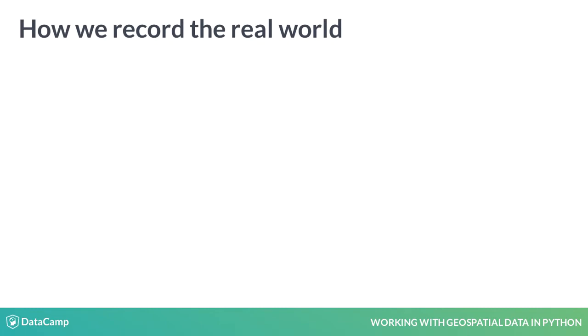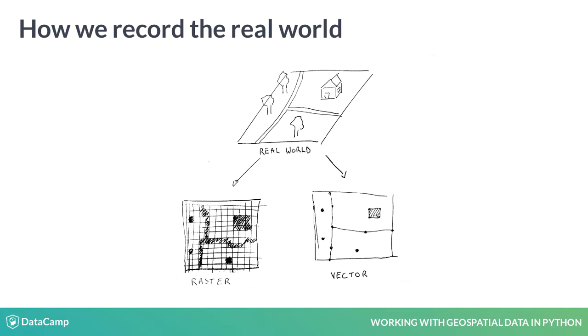In geographic information sciences, there are two models for how we record the world. The first model is a raster, which encodes the world as a continuous surface represented by a grid, such as the pixels of an image. Prominent examples include altitude data or satellite images. The other model is to represent the world as a collection of discrete objects, using points, lines, and polygons. This is called vector data.